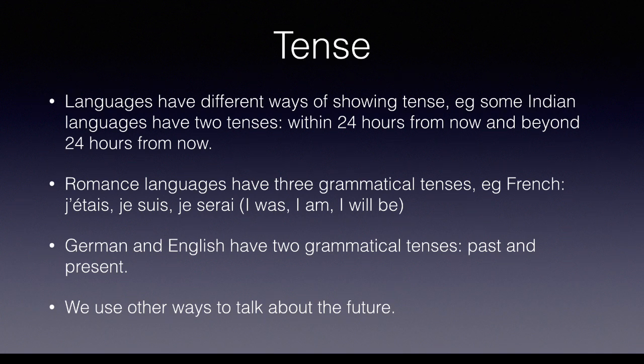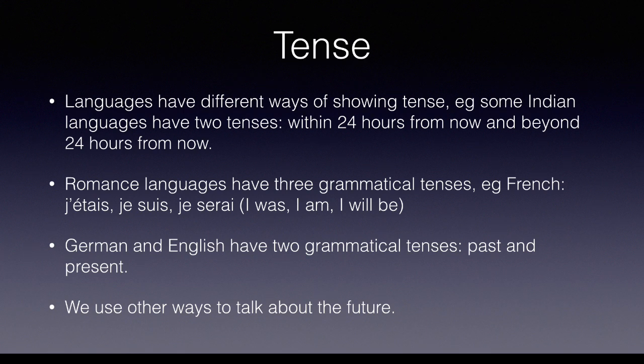Romance languages have 3 grammatical tenses. For example, in French, j'étais, je suis, je serai. Okay? German and English only have 2 grammatical tenses, past and present. That's a very common combination in the world. Ich war, ich bin, ich werde sein. Okay? I was, I am, I will be. So for the future, we don't have just one grammatical form like the French je serai. Instead, we have to use other ways to talk about the future.